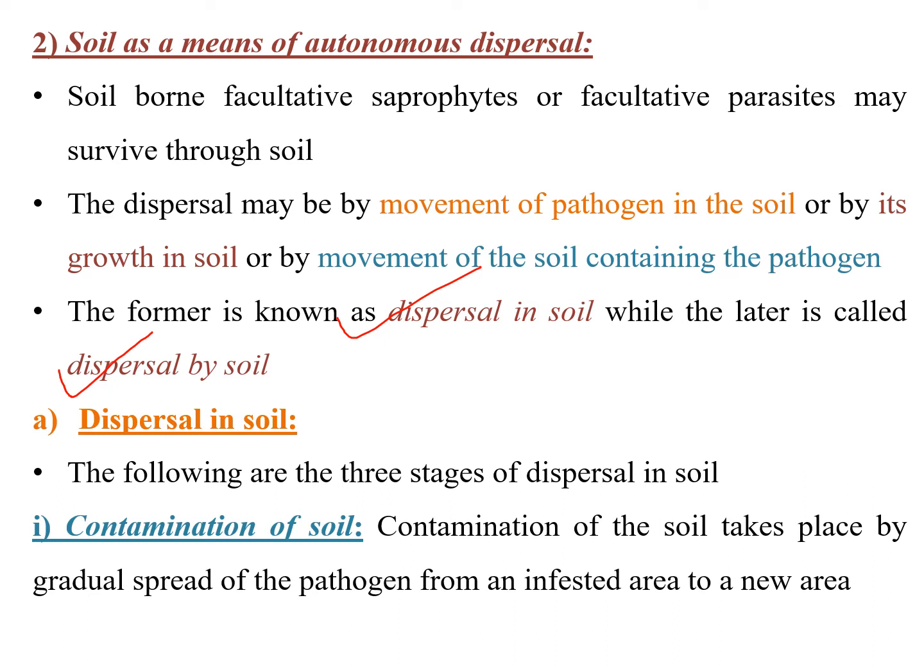So let us discuss in detail about dispersal in the soil and dispersal by the soil. First one is dispersal in soil. There are three stages of dispersal in the soil. First one is contamination of soil. So how contamination takes place: by gradual spread of the pathogen from one infested area to a new area, that is contamination of the soil. That means the pathogen is moving in the soil from one place to another place.